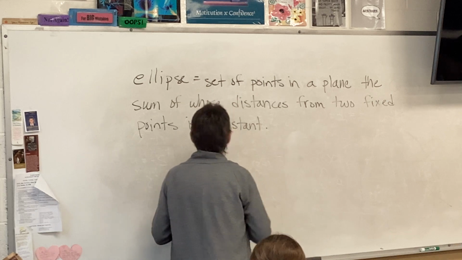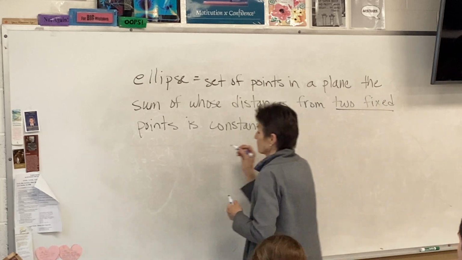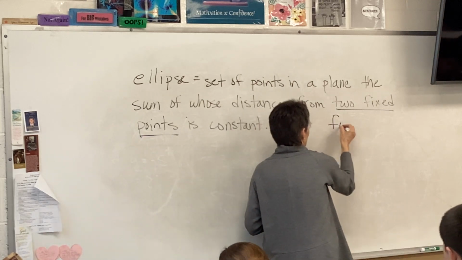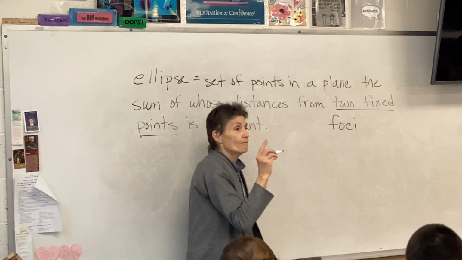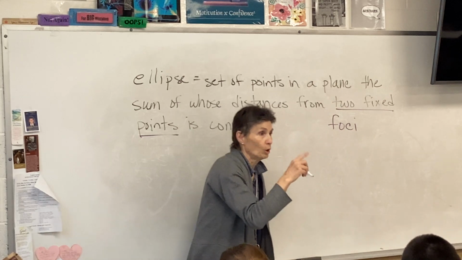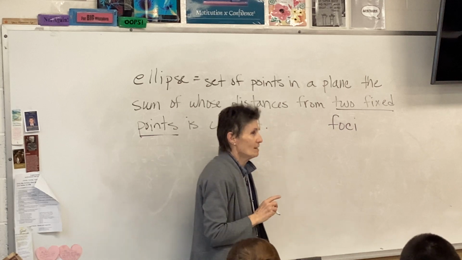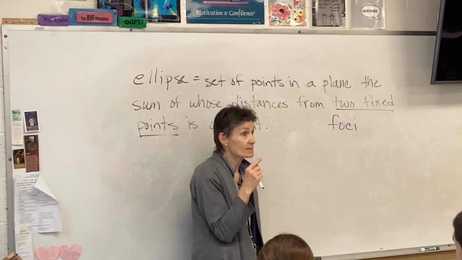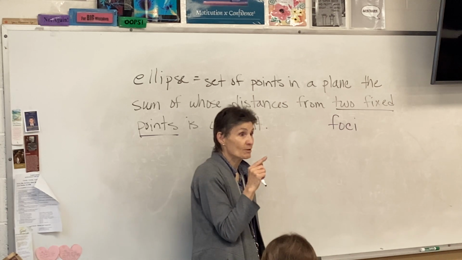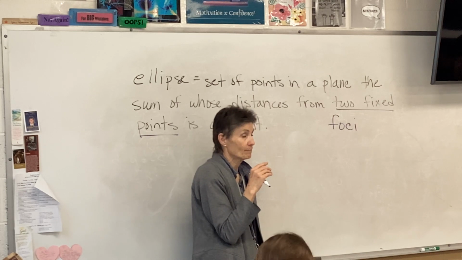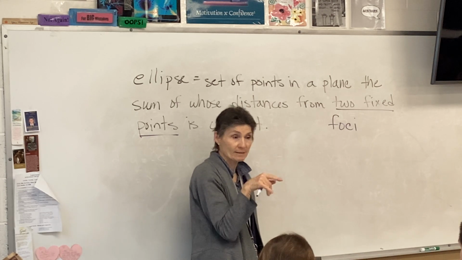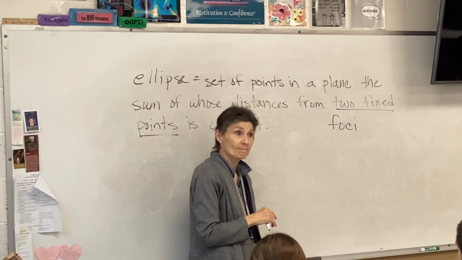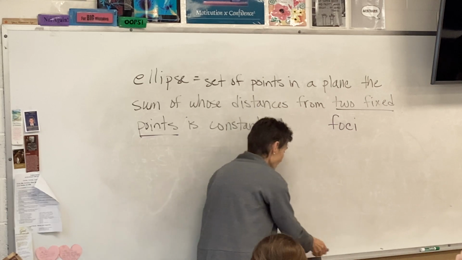These two fixed points are called the foci. Foci is the plural of focus. So you know how a parabola has one focus? An ellipse has two. Anybody in here take Latin? This is a Latin thing. The us masculine ending is plural as i. So these are the two focus points. Okay? That's what an ellipse is. That's the way I wrote it.